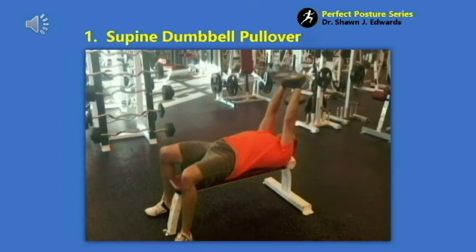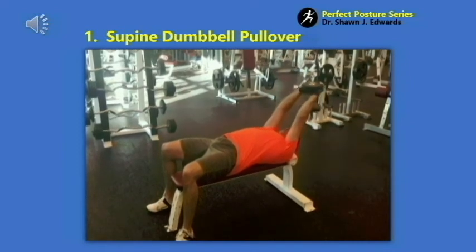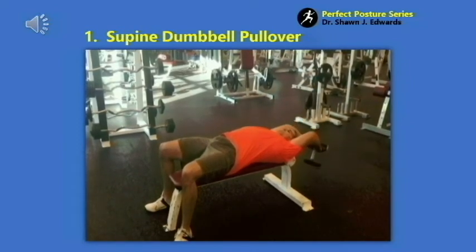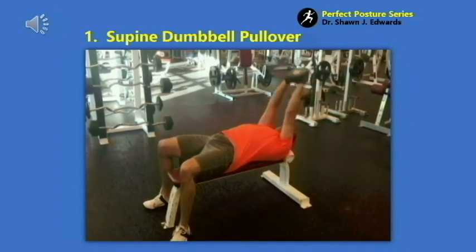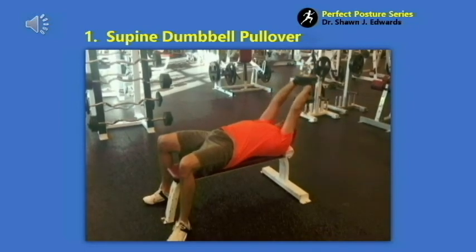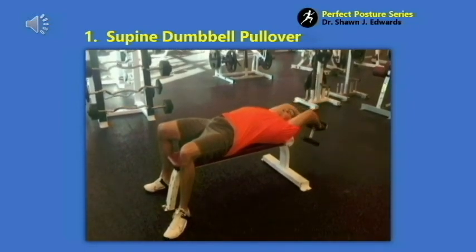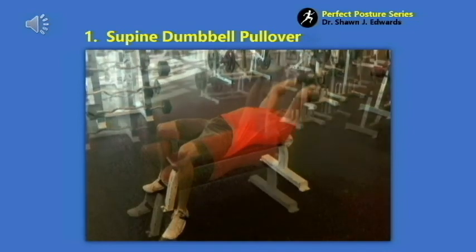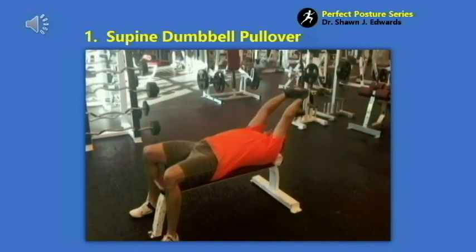I like this exercise because it really pulls up on the sternum and rib cage, which is what we're trying to accomplish with posture. Make sure you take a deep breath in as you're going back and blow it out slowly when you're bringing the dumbbell back up. Never hold your breath, and breathe with each repetition.